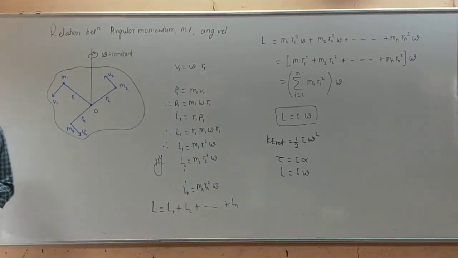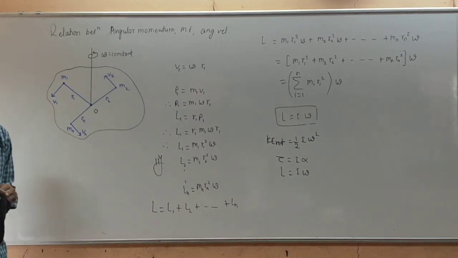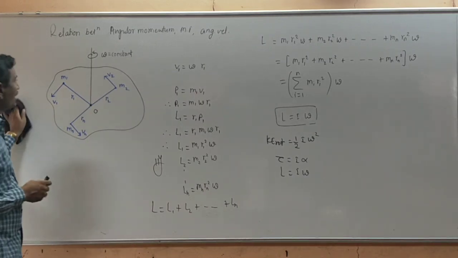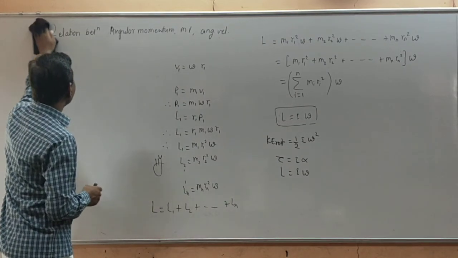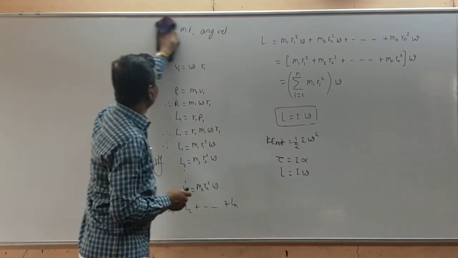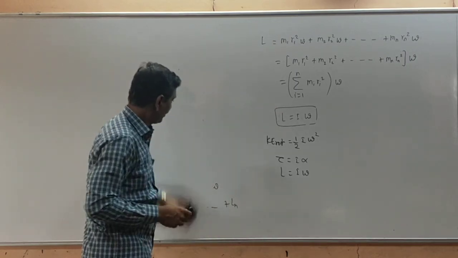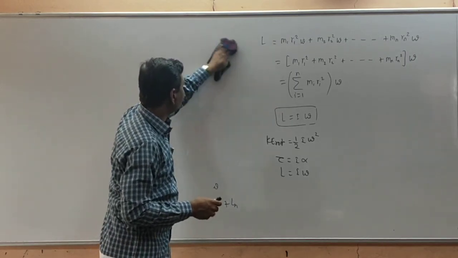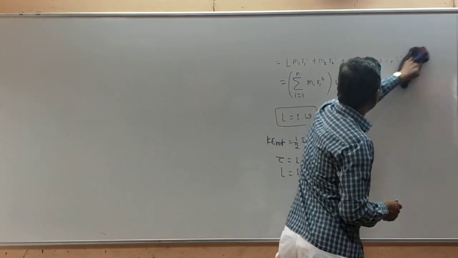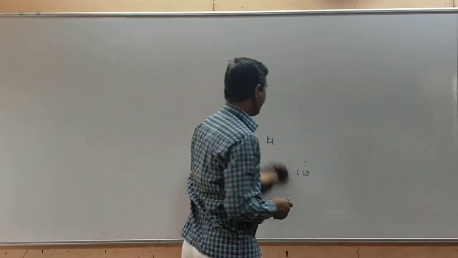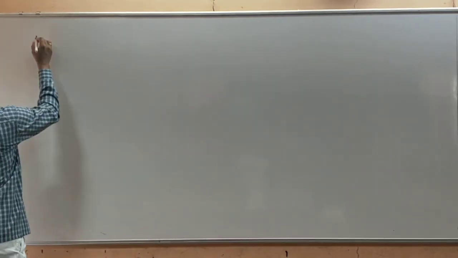Now we consider the moment of inertia of different bodies, but before that we require two theorems, that is the parallel axis theorem and the perpendicular axis theorem. So we consider the proof of these theorems also. The first theorem is the parallel axis theorem, or it is also called the principle of parallel axis. So what is the theorem of parallel axis?